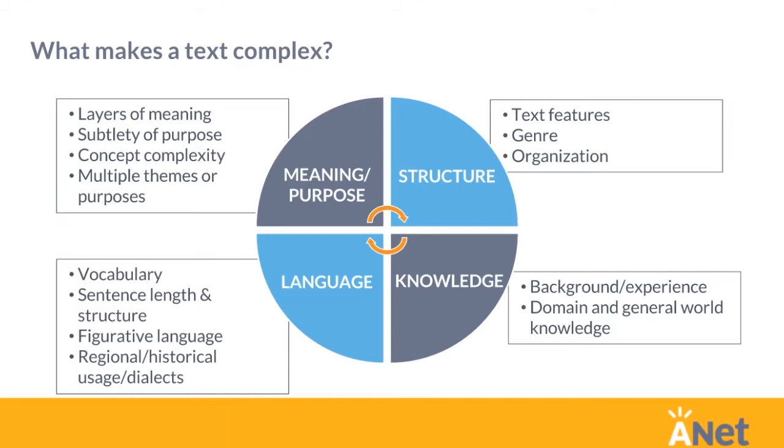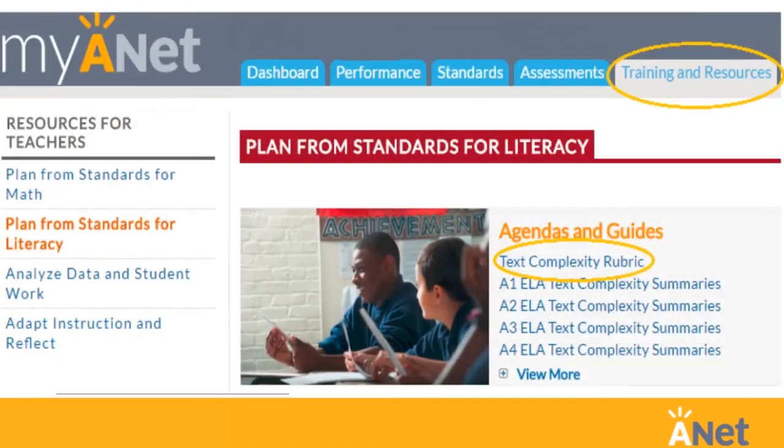It is important to complete your own qualitative analysis of the text first so that you also have a deep understanding of the text. There are several characteristics that can make a text complex, specifically around the 4 dimensions of text complexity: meaning and purpose, language, structure, and knowledge. You can also use the ANET text complexity rubrics to help gut check your qualitative text analysis. You can find these text complexity rubrics on the Training and Resources tab under Plan from Standards for Literacy.